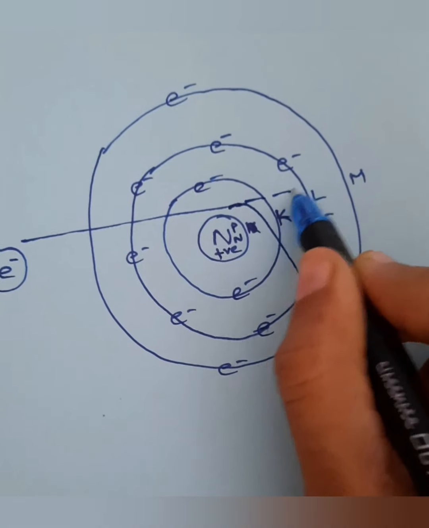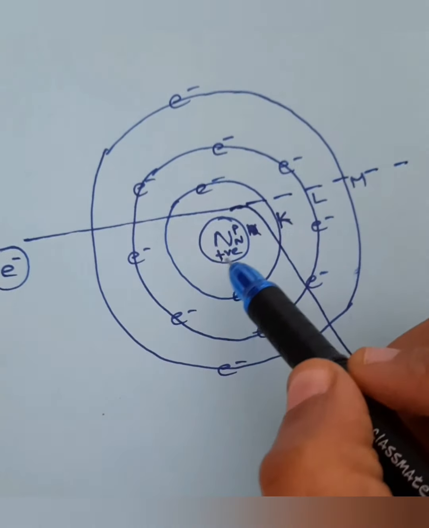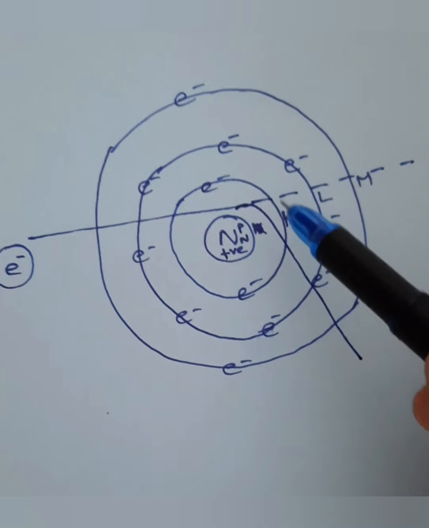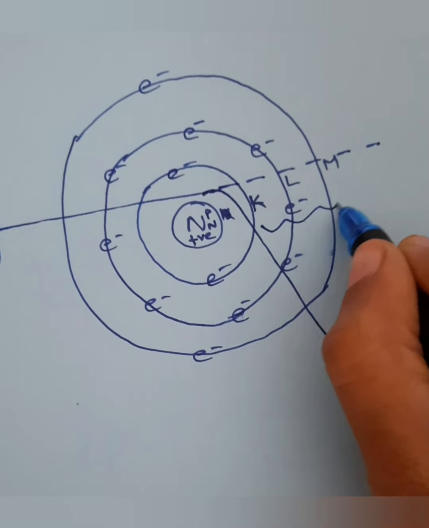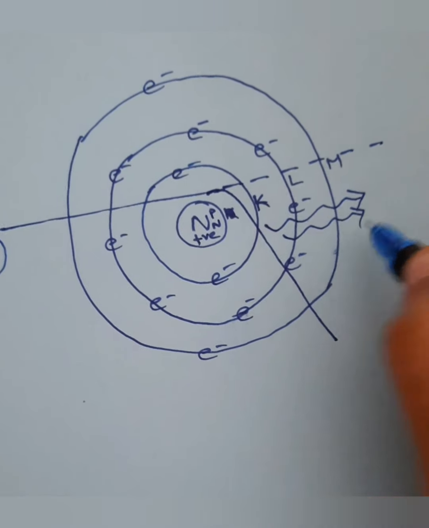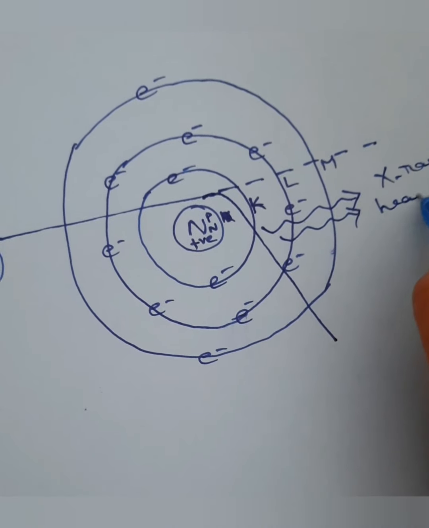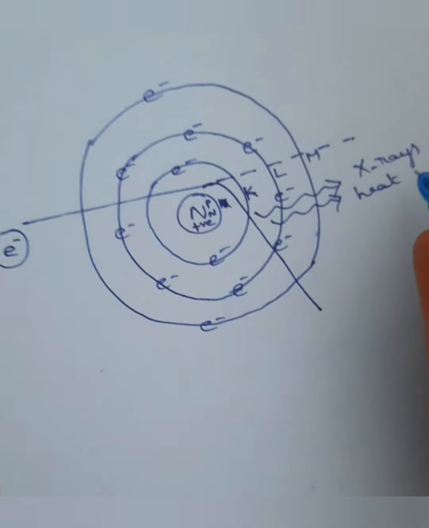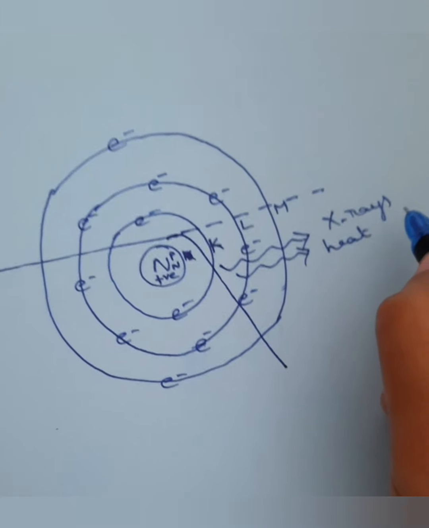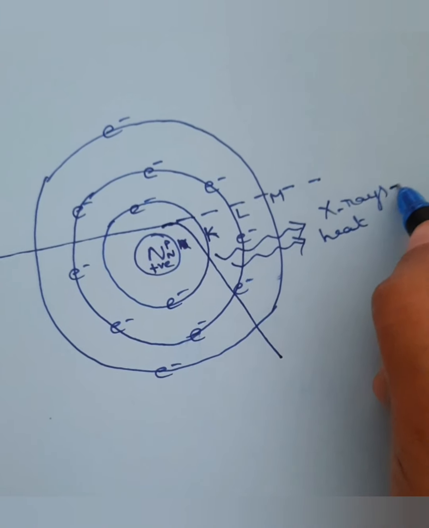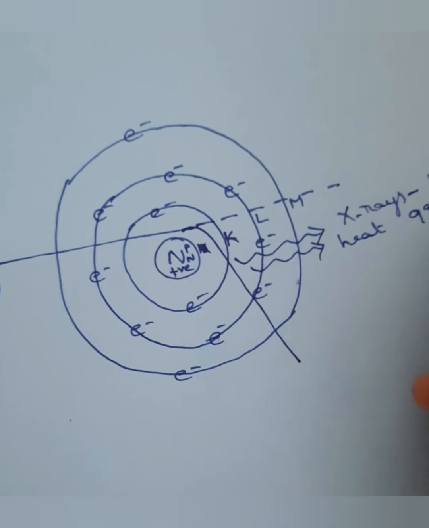So this is the original path of the electron. Because of the force of attraction between the negatively charged electron and the positively charged nucleus, the path of the electron is deviated and there is loss of kinetic energy, and this loss of kinetic energy is converted into X-rays and heat. So this is what Bremsstrahlung radiation is all about. This is how Bremsstrahlung radiation is produced. So we get 1% of X-ray and 99% of heat.